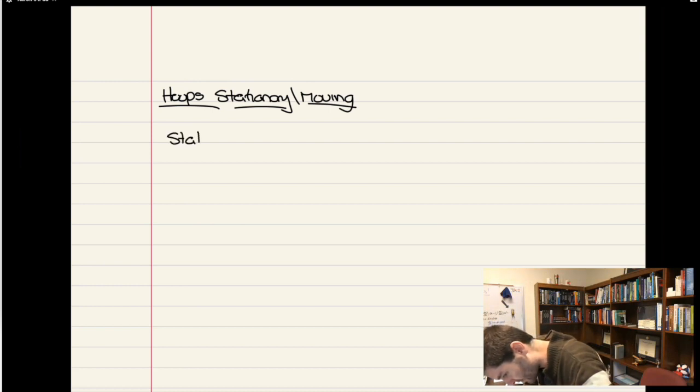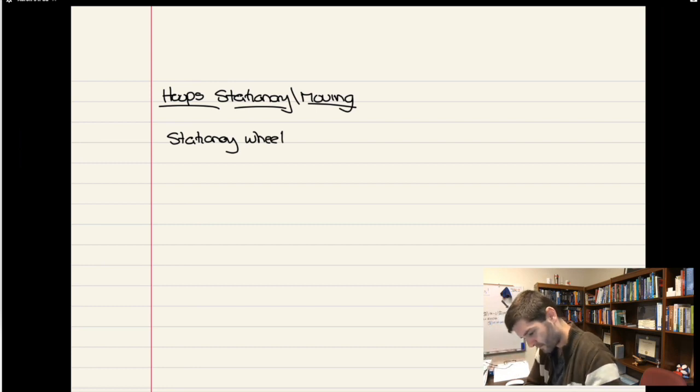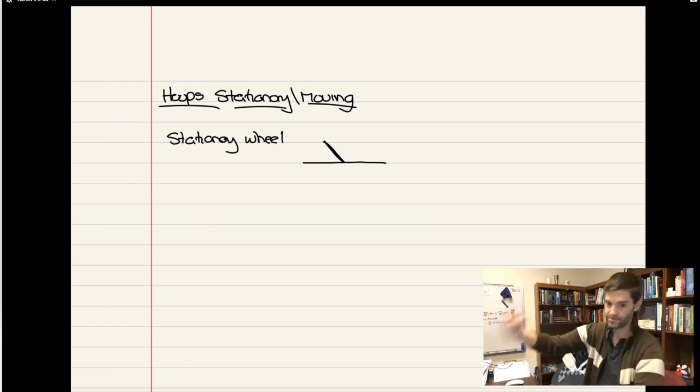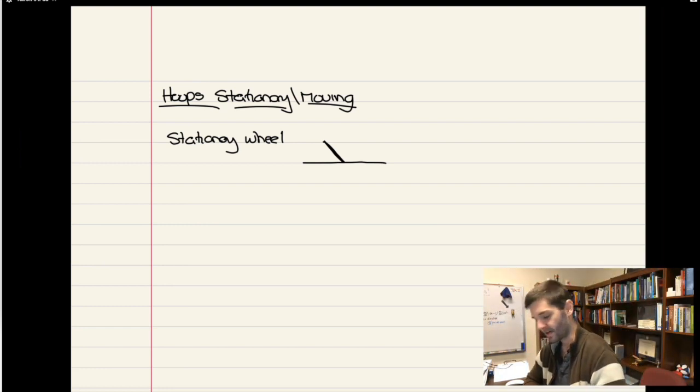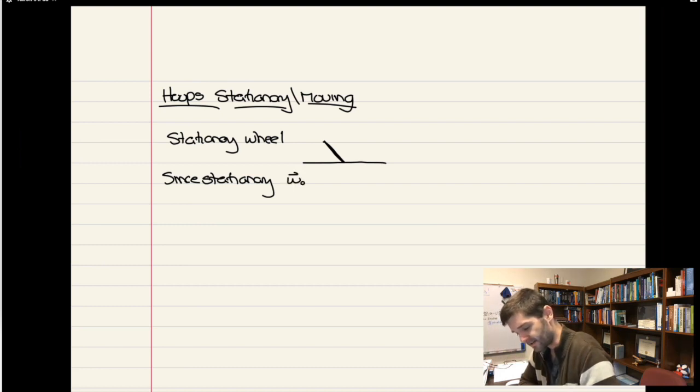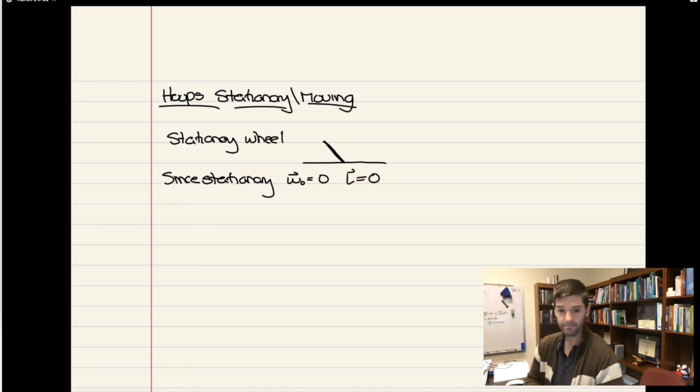So we have a stationary wheel. So here's the ground, and here's the wheel. Again, we're looking at it from the side. So the wheel is going in and out of the page, by the way I've drawn it. And I have it slightly at an angle. Since it's stationary, it initially has no angular velocity. It initially has no angular momentum. It's not rotating in any way.